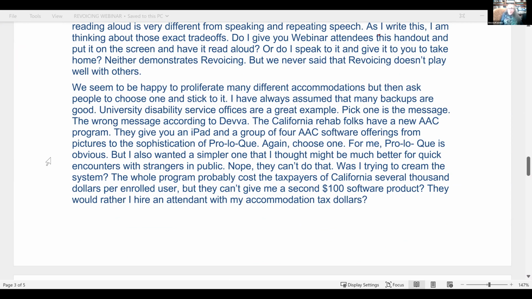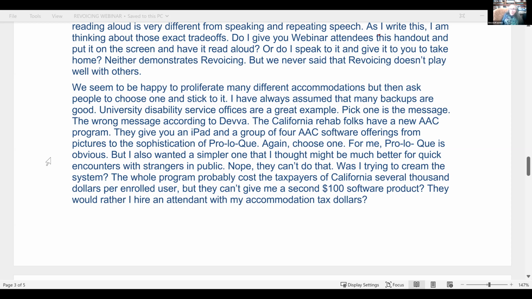The California rehab folks who have a new AAC program give you an iPad and a group of 4 AAC software offerings, from pictures to the sophistication of Proloquo. Again, Proloquo. I was reading Latin, I apologize. Again, choose one. For me, Proloquo is obvious, but I also wanted a simpler one that I thought might be much better for quick encounters with strangers in public. Nope, they can't do that.